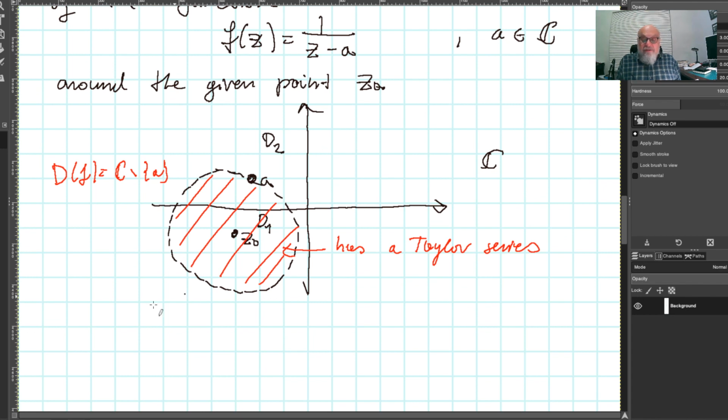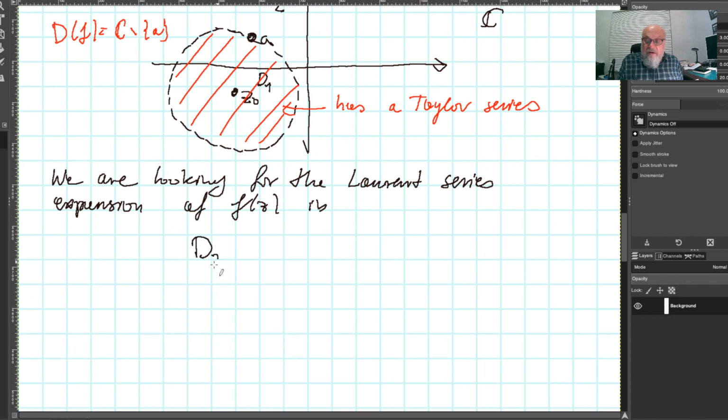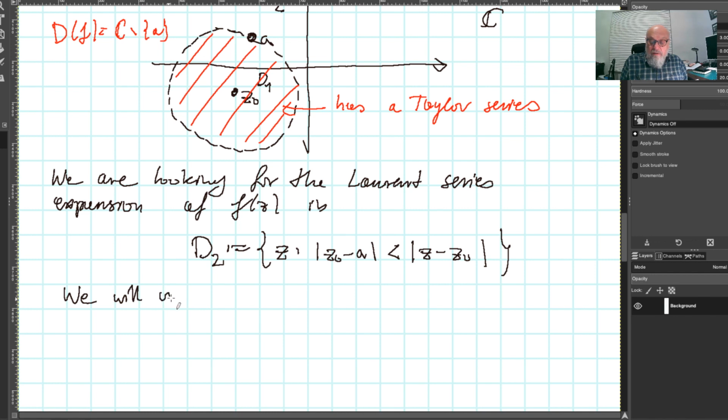So we are looking for the Laurent series expansion of f of z in the second one. What is the second one? It is D2, the set of all z such that the distance from z0 to a, that's the radius of the dotted circle, is smaller than the distance from z to z0. So this is outside, this is D2. And how are we going to do it? The idea is very simple: we will use the geometric series.